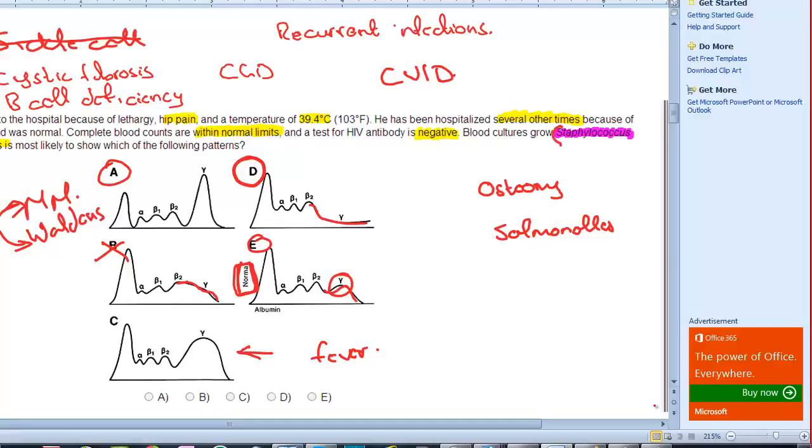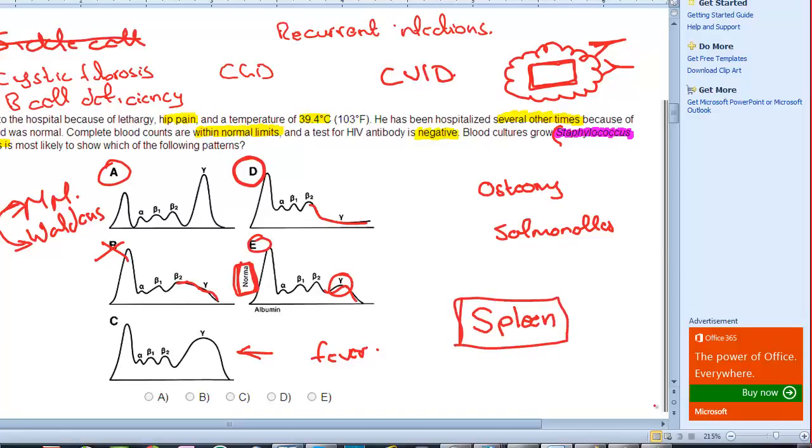Now, Staph aureus is an encapsulated organism, and encapsulated organisms require what for phagocytosis? Complement and antibody, the Fc portion of IgG, because they need to be opsonized so they can be removed by the spleen. Make sense? Perfectly? Good. I'm glad it does.